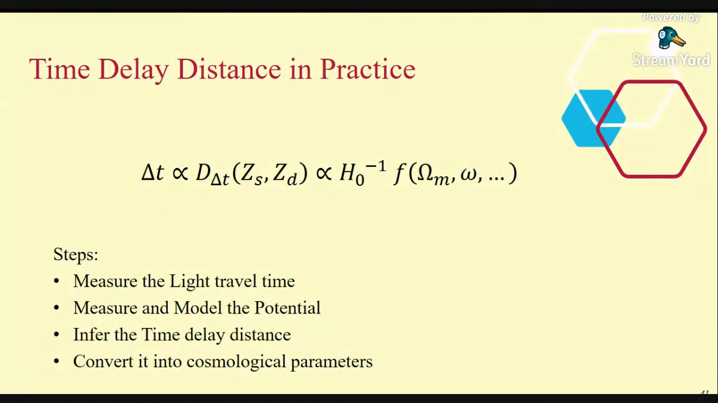So if I want to give a summary, for measuring the Hubble constant, we should measure the light travel time and then measure and model the potential and then infer the time delay distance and convert it into cosmological parameters. And you can see these steps here: light travel time, modeling potential, and converting into cosmological parameters.